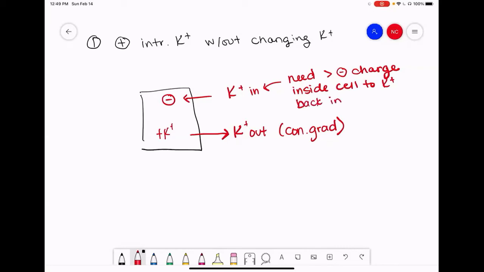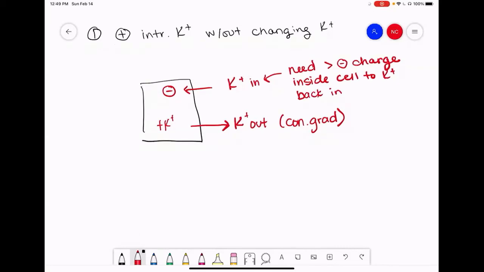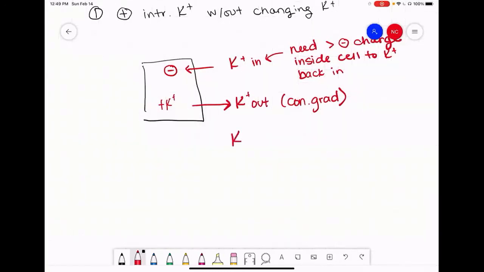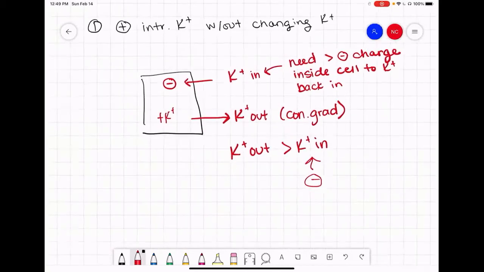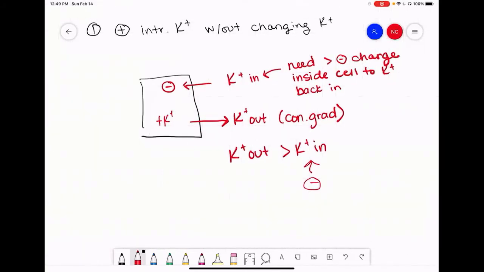Okay, so in this case, our K out is happening at a faster rate than we can pull our potassium in. Therefore, in order to get to our equilibrium, we need the electrical gradient pulling potassium in to be more negative. Okay, so this is what happens when we increase the concentration of potassium inside the cell.